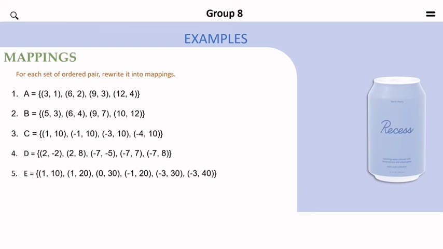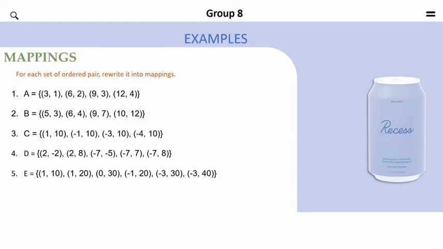Now we are gonna have exercises about mappings. For each set of ordered pairs, write it into mappings. Number 1. A is equal to 3 and 1, 6 and 2, 9 and 3, 12 and 4. Number 2. B is equal to 5 and 3, 6 and 4, 9 and 7, 10 and 12.